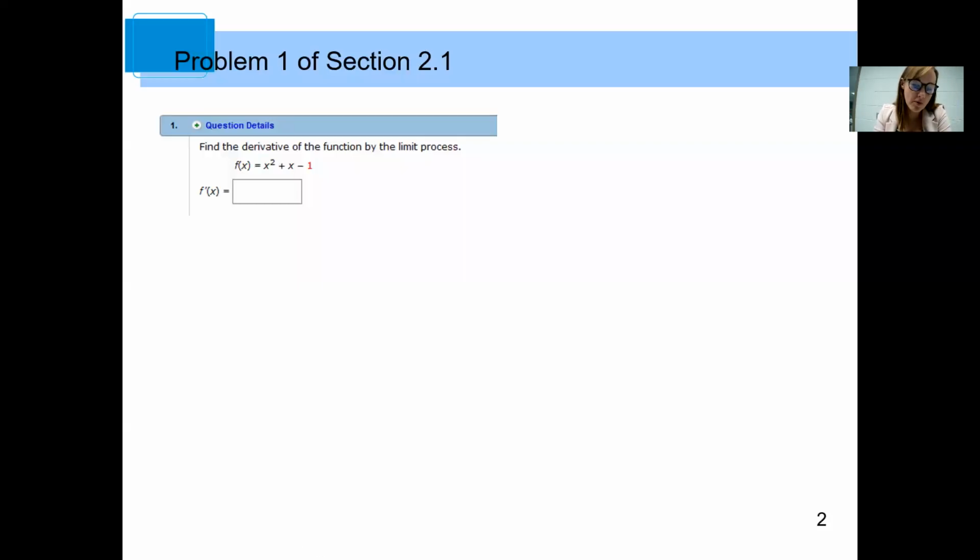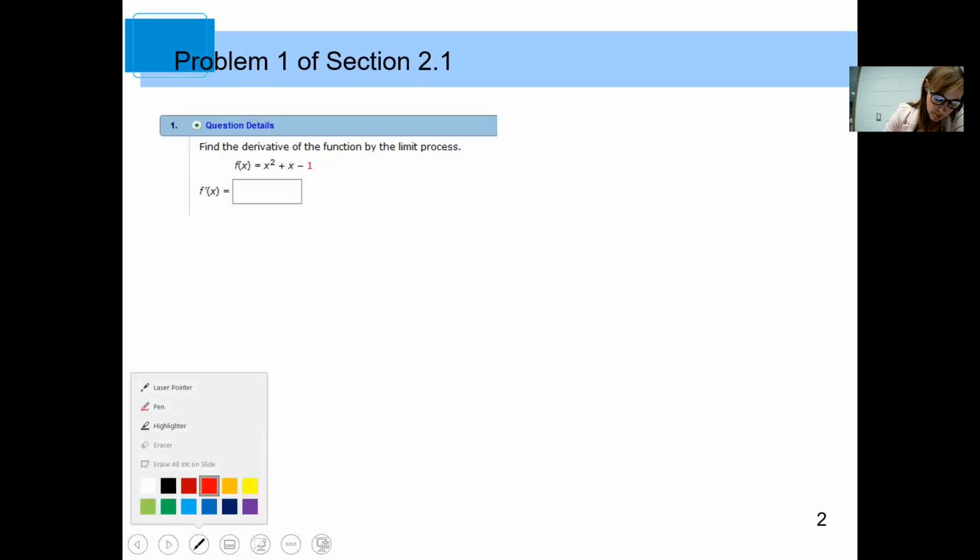We are looking at problem 1 of the section 2.1 homework. This problem asks us to find the derivative of the function by the limit process. One of the things you're going to encounter in chapter 2 is derivative problems that ask you to evaluate the derivative, and the directions will give you different requirements for how to evaluate the derivative. Specifically, this one's asking you to evaluate the derivative using the limit process.